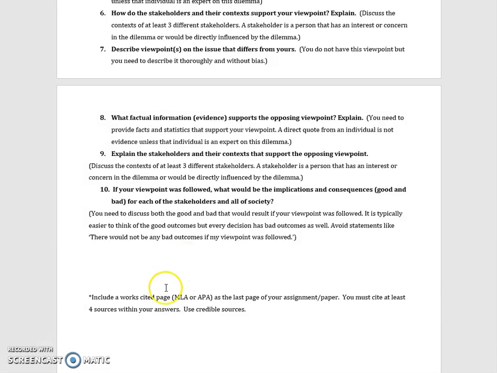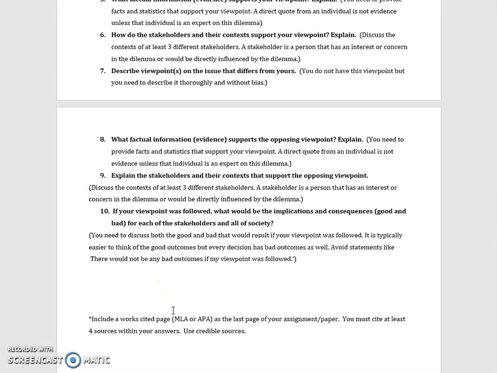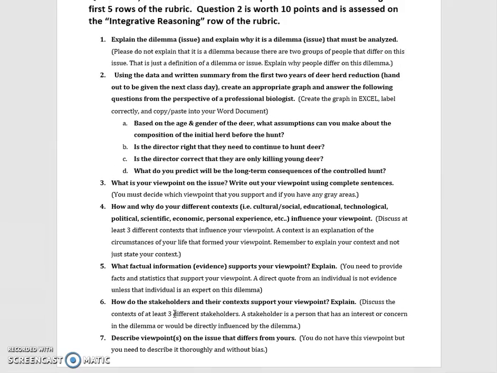So they're answering the questions. They do have to find 4 sources, and so they have to bring in outside information. The integrative piece was where we're giving them some data so they find out what actually happened after the meeting.